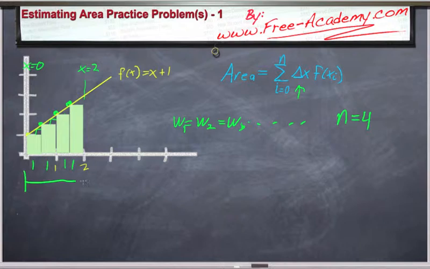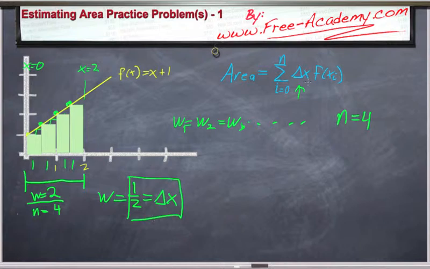The total width of our rectangles all added together goes from 0 to 2, so the total width is equal to 2. Therefore, the width of each rectangle is the total width divided by the number of rectangles, which is 4. So the width of each individual rectangle is going to equal 1/2, and this is our delta x. In our formula, delta x is the width part of width times height.